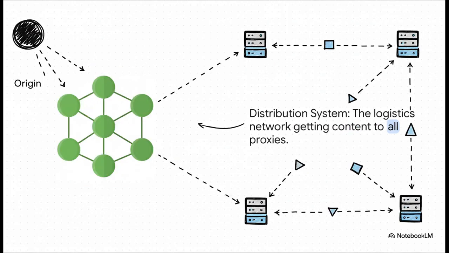But wait, how does the content even get to all those proxies in the first place? Well, that's the job of the distribution system. Think of it as the CDN's internal logistics and shipping network. Its whole purpose is to efficiently get content from the original source out to all those global locations.